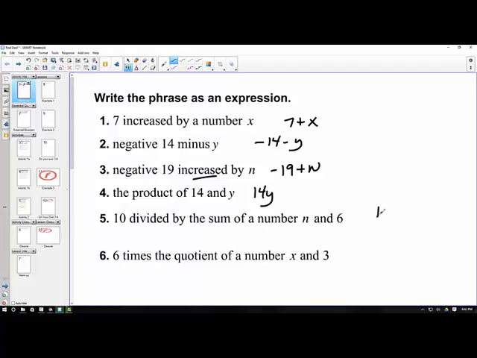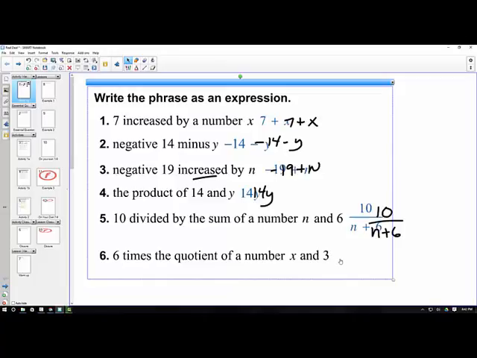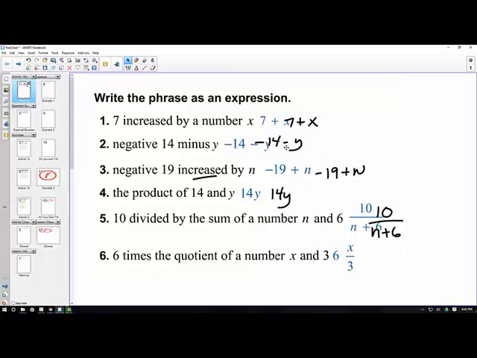So if I have 10, and then I'm dividing by n plus 6. And 6 times the quotient of a number x and 3. So for that one, we're going to have 6 times, and then x divided by 3. If you look at all of these, we got them all right, so that's good. And then let's go to the next one here.